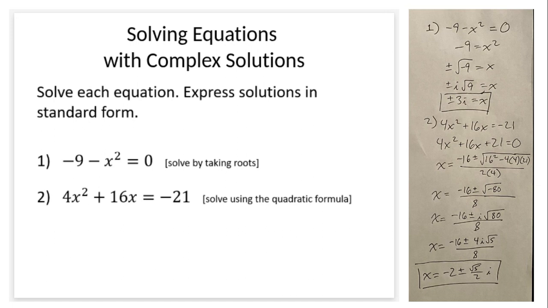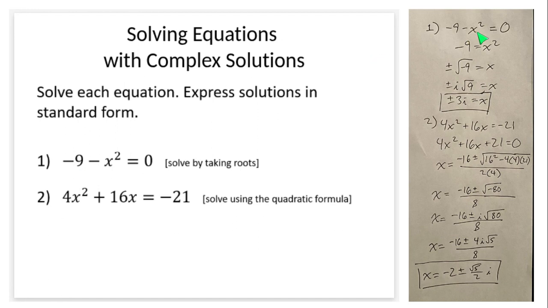Now we're going to solve equations with complex solutions, and we have specific instructions for how to do problems 1 and 2. We solve each equation and express solutions in standard form. That's a plus or minus bi form. So we look at this one and we're told to solve by taking roots. Okay? You can solve by taking roots if you have an x squared term, a constant, and no x. You can always solve by taking roots if your equation is in that form.